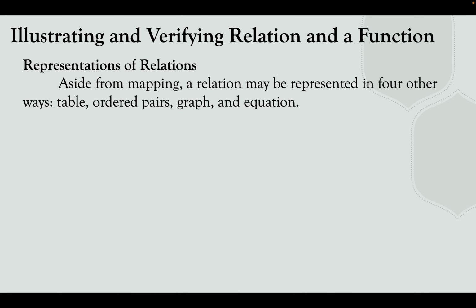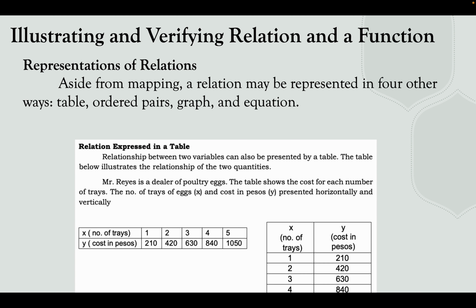So there are other representations of relation. Aside from mapping, those are the examples from the previous slides. We've already discussed the mapping of relation. A relation may be represented in four other ways: the table, ordered pairs, graph, and equation.